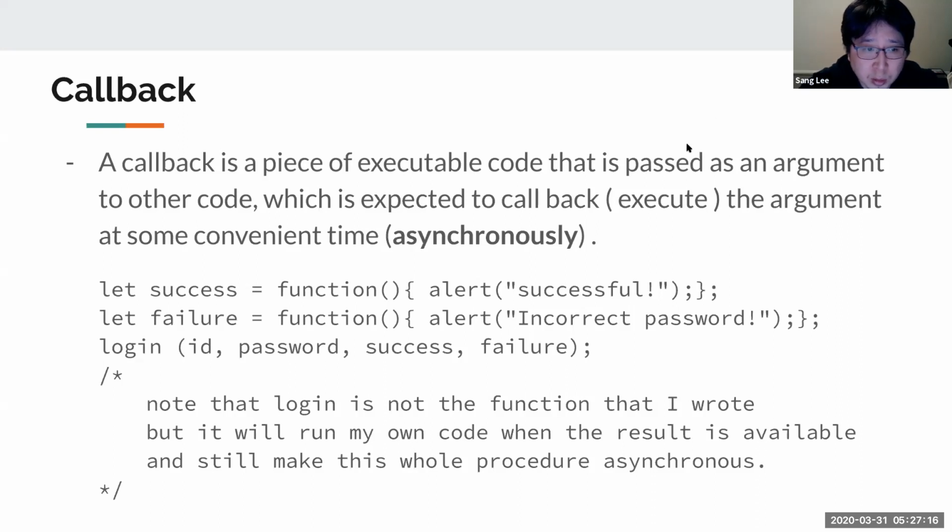So this is one example. So let's say we have an API call, and this API call is going to send an ID string and a password string, and then log in to a certain website. But then it can have two different callbacks, where if the password matches, it's going to run the success function, which is basically calling this alert window. Failure is basically another callback function which is going to run this alert if the password does not match.